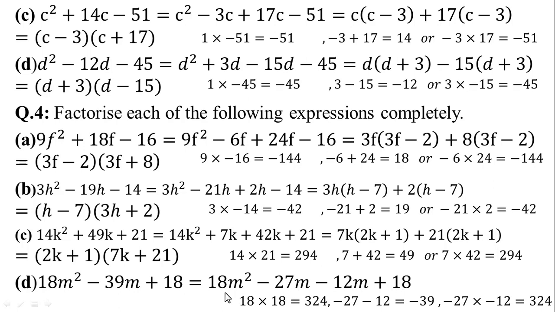First two terms are divisible by 9m, so 9m is common, then 2m minus 3, and next two terms are divisible by 6, so 6 into 2m minus 3. Then the final answer is 2m minus 3 into 9m minus 6.